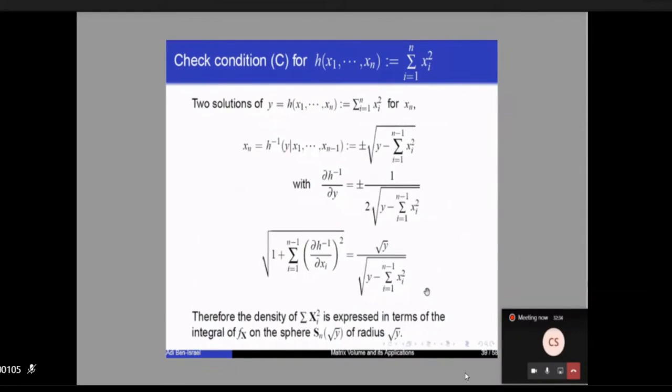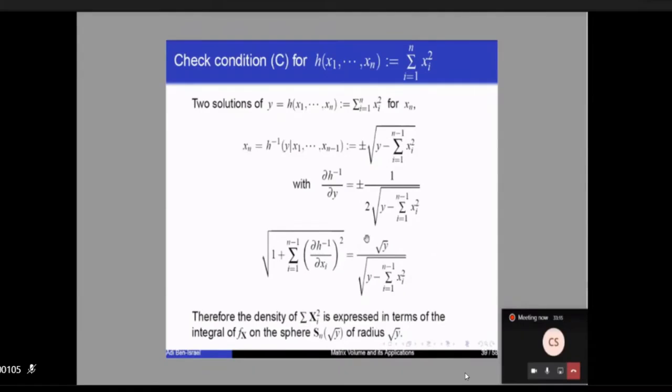Check the condition for the sum of squares. When y is the sum of xi squared, we can solve for xn as plus or minus the square root of y minus the sum of squares of all the others. And then the partial of this with respect to y is simply plus or minus 1 over 2 the square root. Similarly, the volume of the other Jacobian will be the square root of 1 plus the sum of squares of the partial of h inverse with respect to xi.